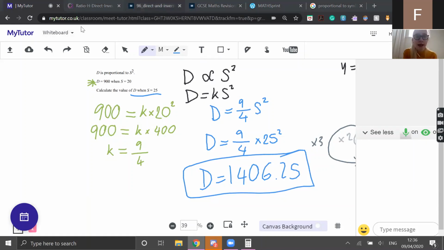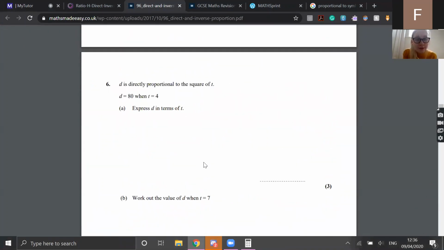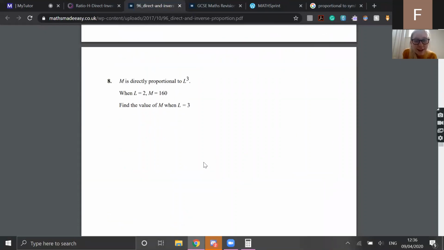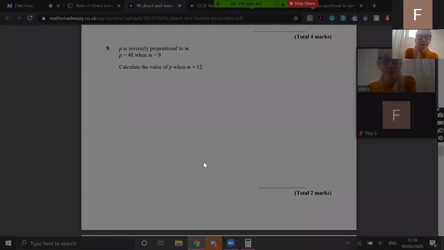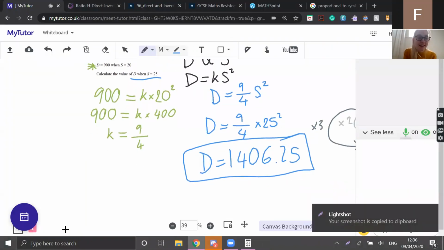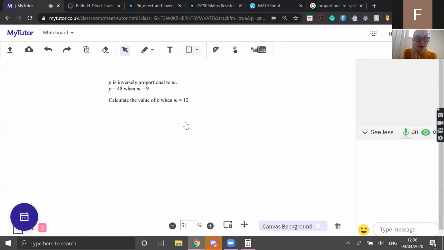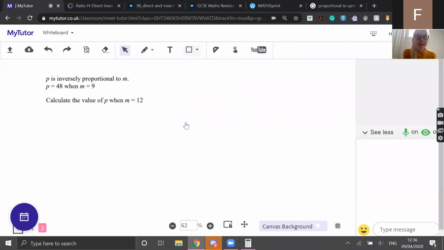Okay, let's talk about inverse proportion. How exciting. Let me find one that talks about inverse proportion. Here we go. Again, a classic one. You'll see that so many of them are set up like this. It's generally the way that these questions are done. So P is inversely proportional to M. P is 48 when M is 9, so that's our bit of information to help us find K. Calculate the value of P when M equals 12. That's the question.